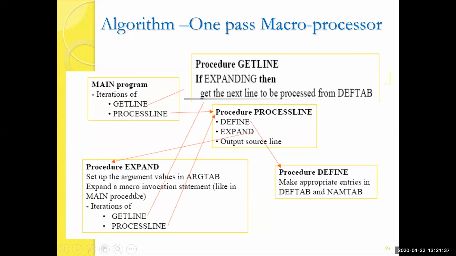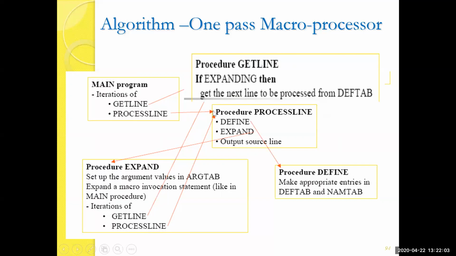So the first thing that is done is setting up of the argument table, wherein all arguments in the macro invocation statement are saved, and the macro invocation statement itself is written as a comment line to the expanded file. Next, it iteratively calls two procedures, getLine and processLine, to fetch the next line.